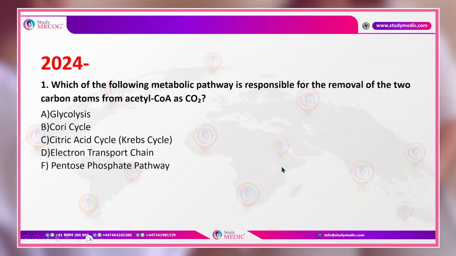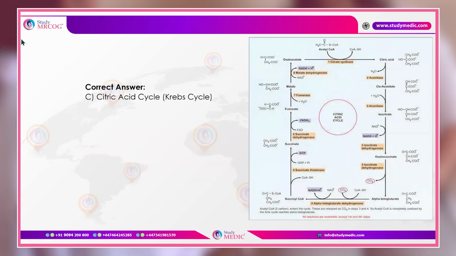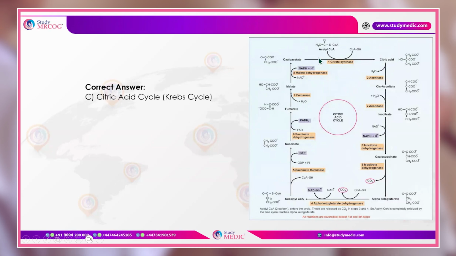So they have asked which metabolic pathway is responsible for removal of two carbon atoms. So glycolysis, Cori cycle, citric acid cycle, also called Krebs cycle, ETC, or pentose phosphate pathway. You have to select the best option. So the answer is citric acid cycle, also called the Krebs cycle. Okay. And where does it happen? It happens inside the mitochondria.